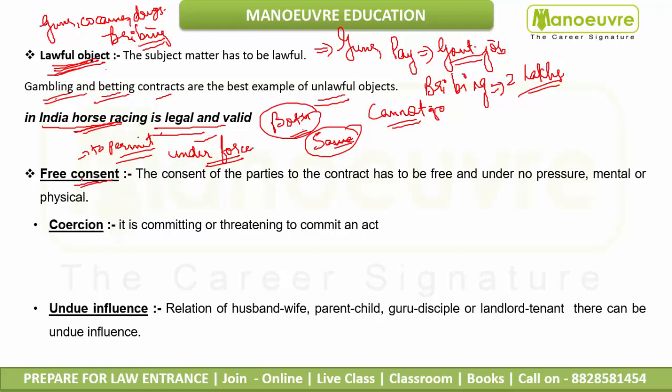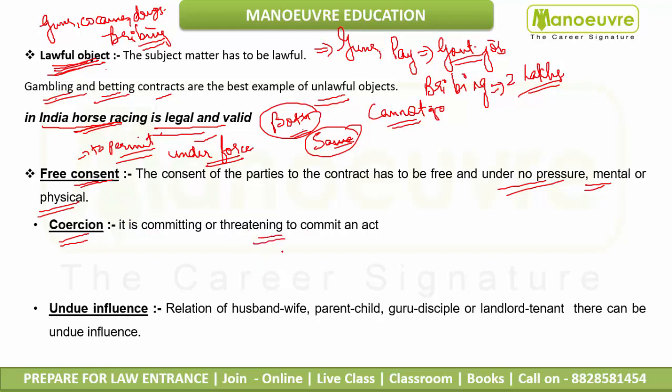Another important aspect is free consent. Let's get started over here. The consent of the parties to the contract has to be free and under no pressure, mental or physical. Correct? The consent has to be free. Very very important point. इसमें से बहुत ही bright chance है आपके लिए question आने का. Okay? Coercion. It is committing or threatening to commit an act.